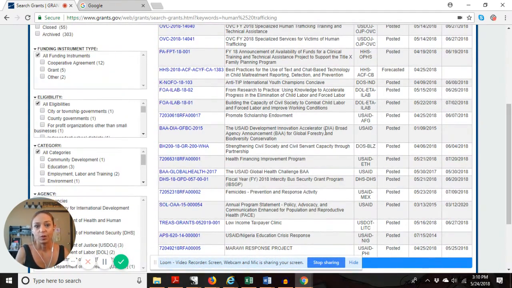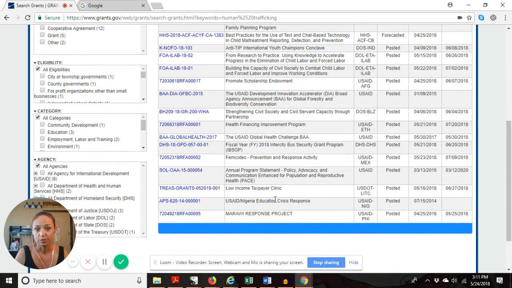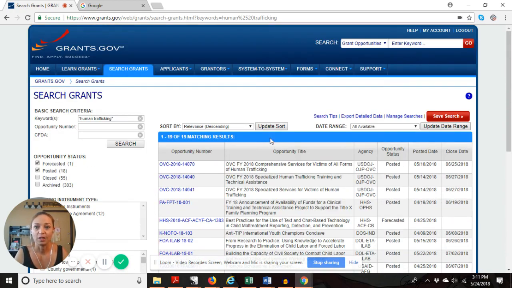There's also one that says promote scholarship endowment. And that's USAID, so USAID AFG. That's probably in Afghanistan. So that's probably what that stands for. And then you have other ones that go all the way down, low income taxpayer clinic. So I'm not exactly sure what all that is. There's one for a Nigeria education crisis response. So there's all different kinds of grants out there that have to do with human trafficking, 19 at this point in time.